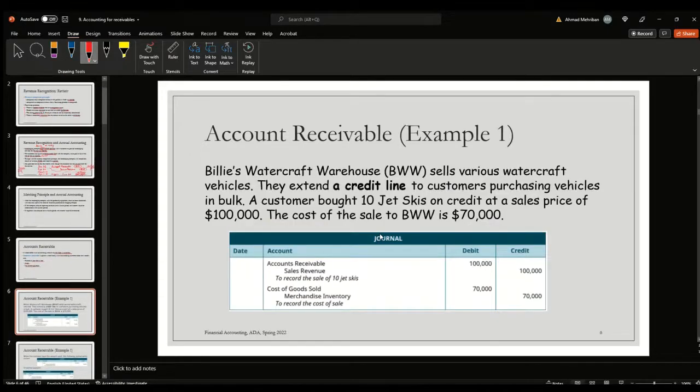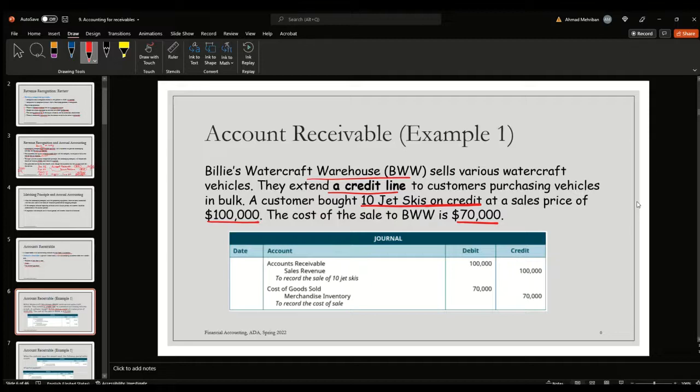Now let's look at a specific example of accounts receivable with a very simple one. This one you're already familiar with. I just want to recover the basics. This specific company sells various watercraft vehicles. They extended a credit line to a customer purchasing vehicles in bulk. The customer bought 10 jet skis on credit, and the sales price is 100,000, but the cost of it is 70,000. Now the journalization of the entries is very simple.